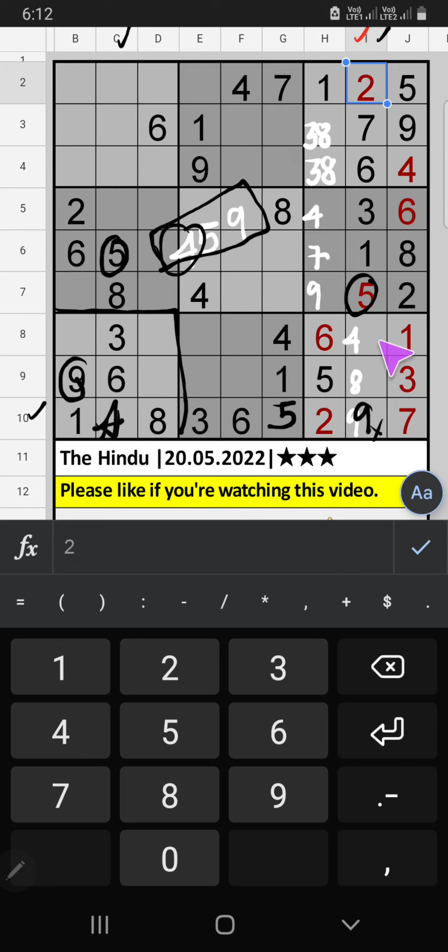Column I, 2 numbers are remaining, 4 and 8. 8th row, we already have 4. So 4 can't come in this cell. 4 is confirmed here. Then 8 is here.